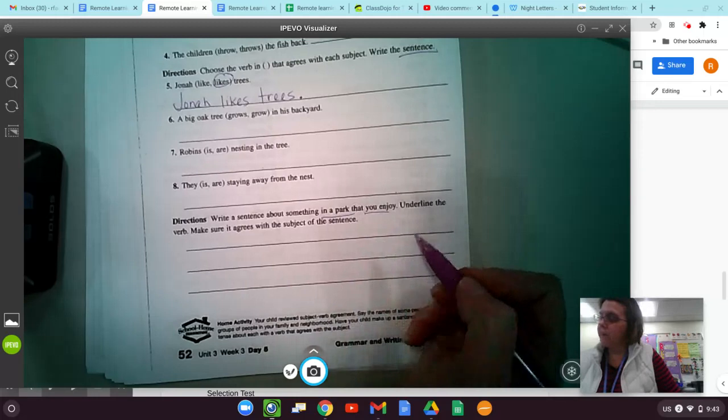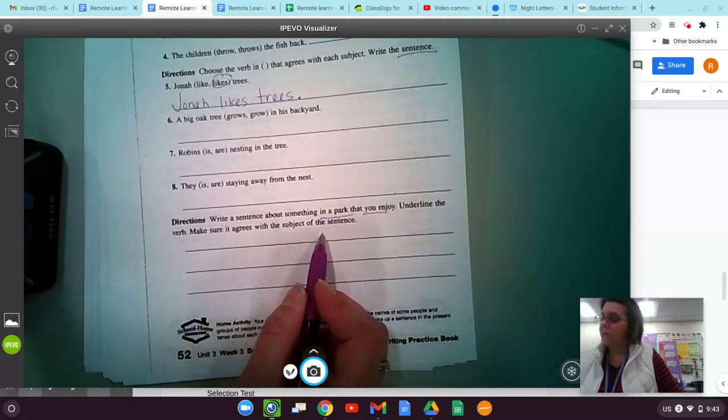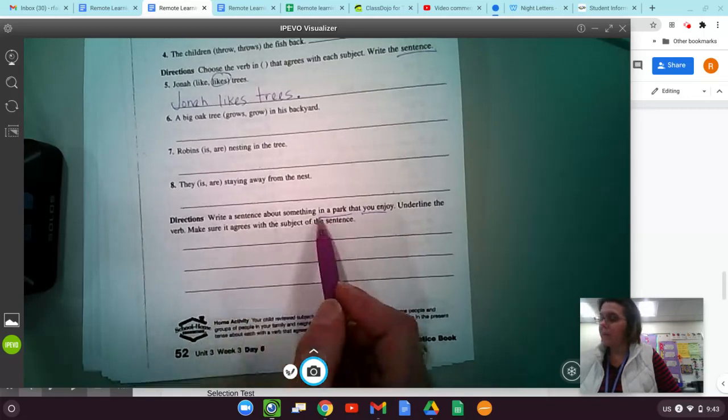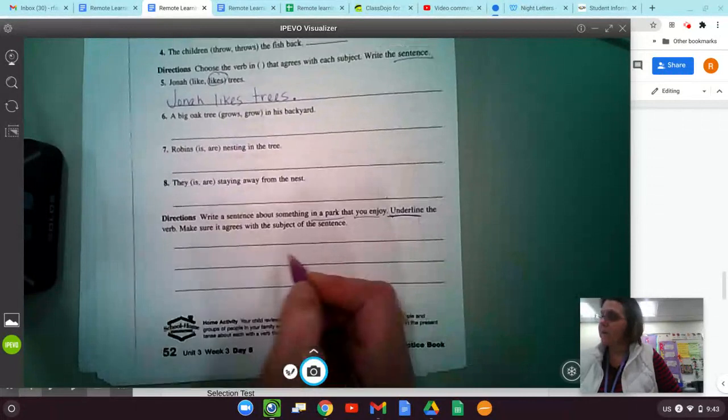Okay. In the bottom, write a sentence about something in a park that you enjoy. Underline the verb. Make sure it agrees with the subject of the sentence. So write a sentence about something in the park, underline the verb. Make sure it agrees with the subject.